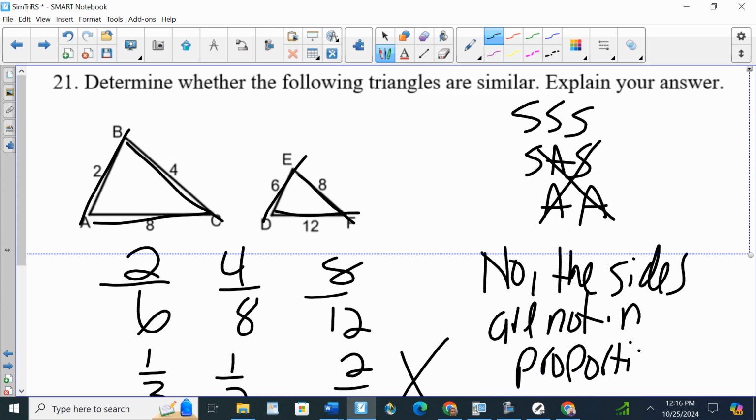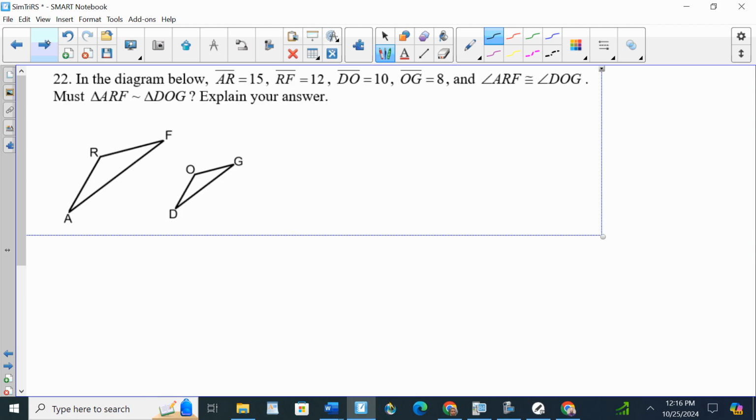If it was side angle side, is this next one side angle side? Yes. AR is 15, RF is 12, OG is 8, DO is 10. ARF is congruent to DOG. The angle must be in between the 2 sides, which in this case it is.